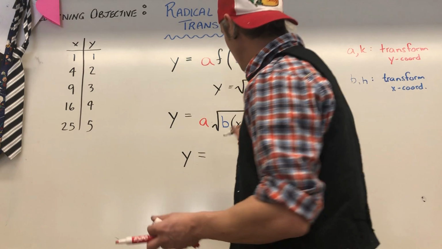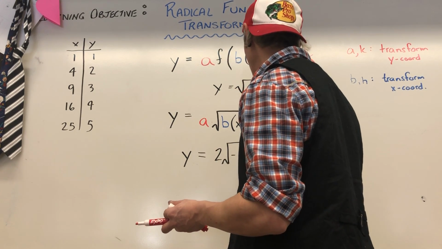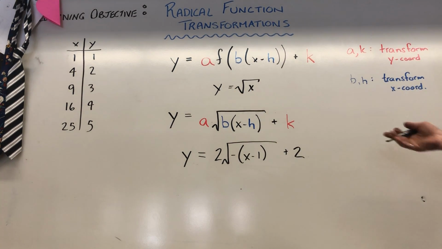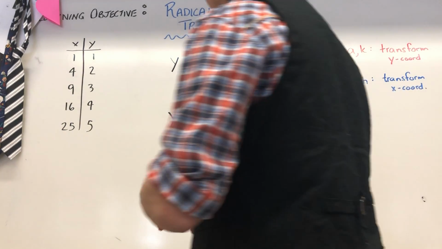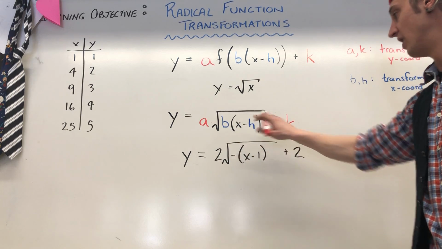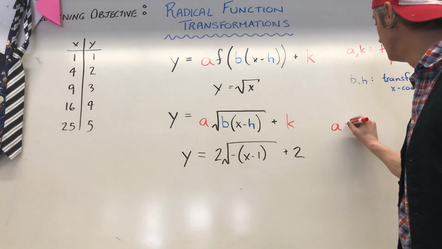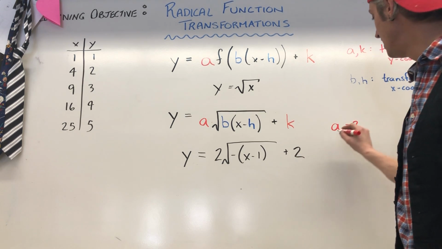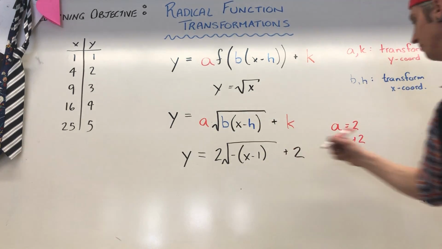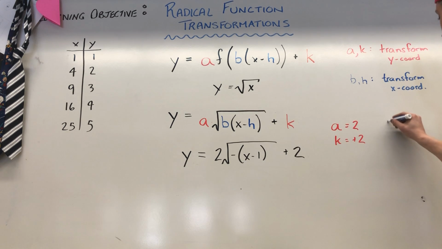y equals 2 square root of negative x minus 1 plus 2. Say that was my function. This is my transformation. The first thing I need to do is identify what all my letters are, what the value is. I can see that the number outside my radical is 2. So a is 2. k is positive 2. b is negative, there's an invisible 1 there. b is negative 1.